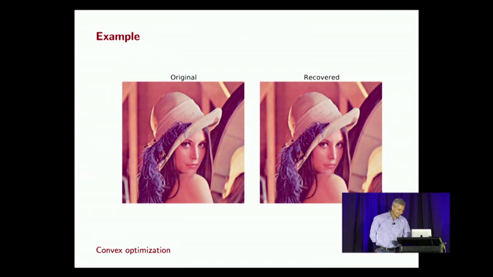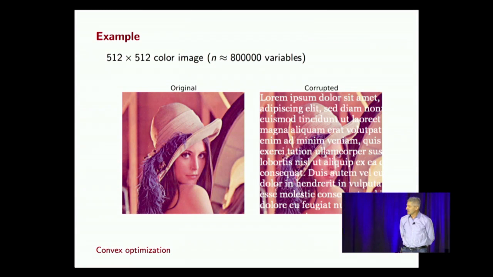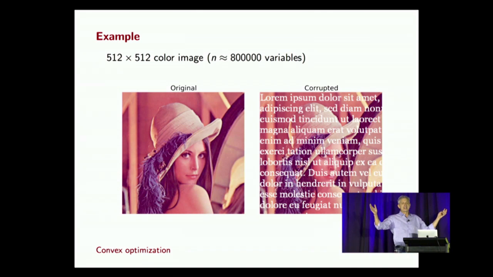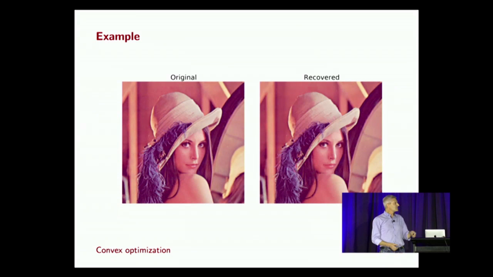So let's just, to make it clear, what's happened is for every one of the, I don't know, couple 100,000 pixels in there, maybe 150, 80,000 pixels, we chose an RGB value in a really simple way by just minimizing this convex function, right? And the result was this. And it looks super good.